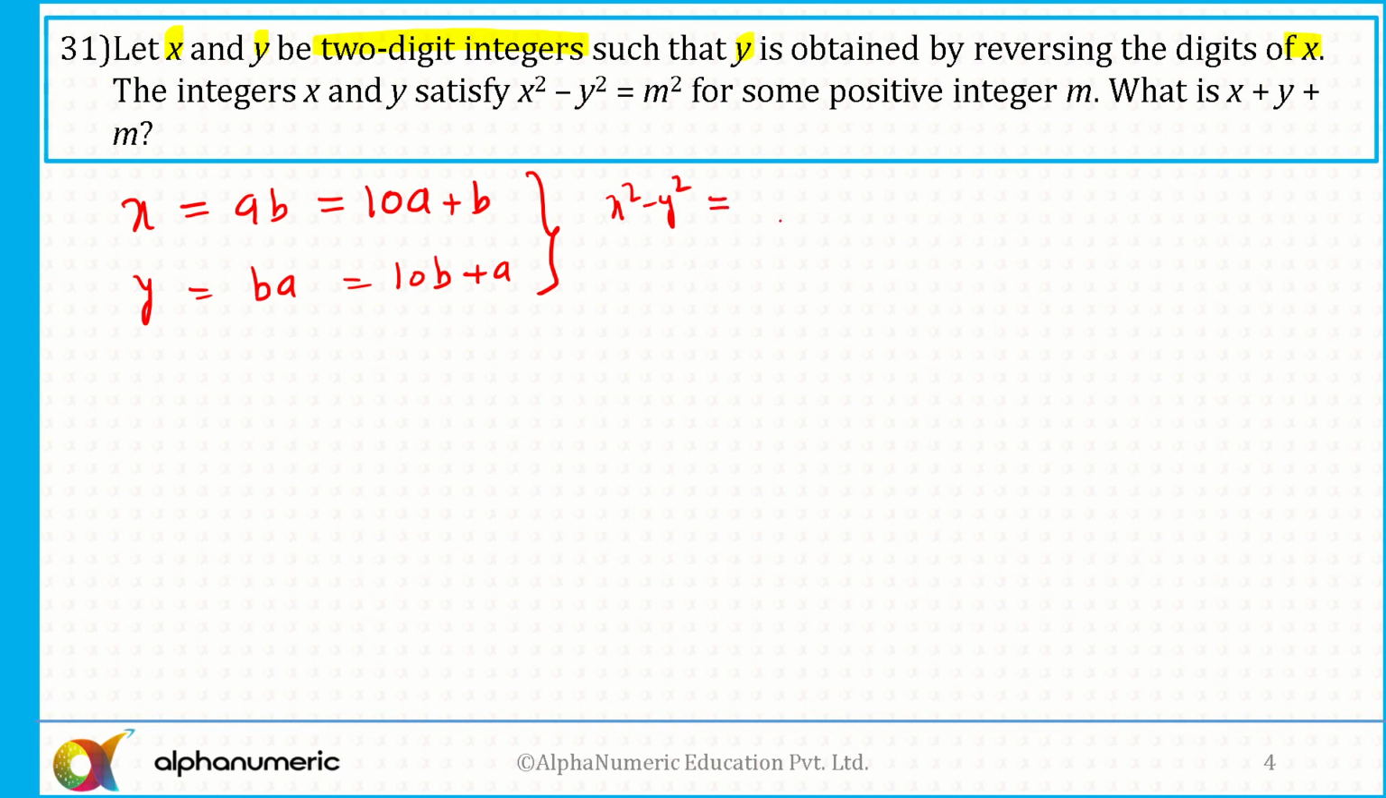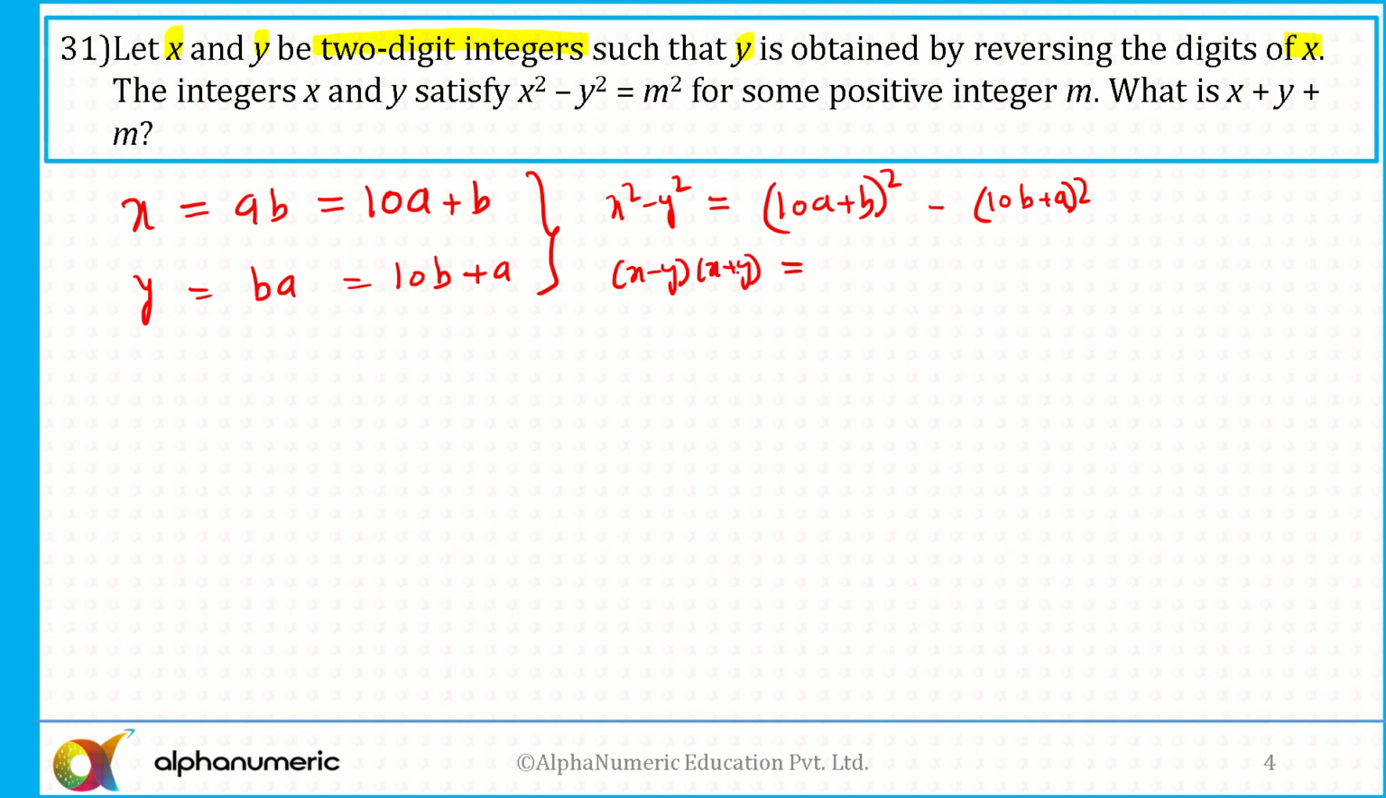Alright, so x square minus y square, I can say this is equal to what? x is nothing but (10a plus b) whole square, minus y, which is (10b plus a) whole square. Now we know that x square minus y square is basically equal to (x minus y) into (x plus y). So instead of opening the bracket, we use this.